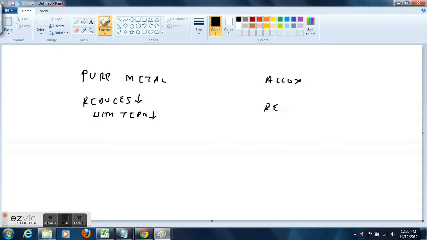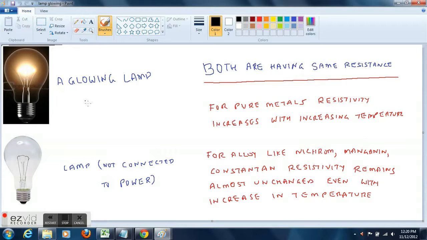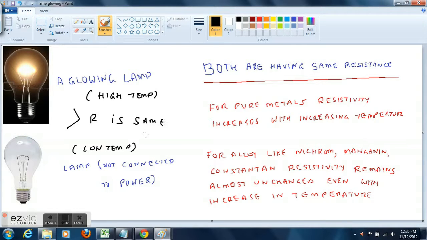In fact, it is a bit interesting. If the temperature is reduced to a great extent, like minus 200 degrees Celsius, it has been found the conductor will not have any resistance at all. It becomes like a superconductor. Whereas for alloys, the resistance almost remains unchanged with change in temperature. For example, take a glowing lamp at a very high temperature and a lamp which is not glowing, which is at rest. That means the temperature is low, but still the resistance of both of them will be almost the same.